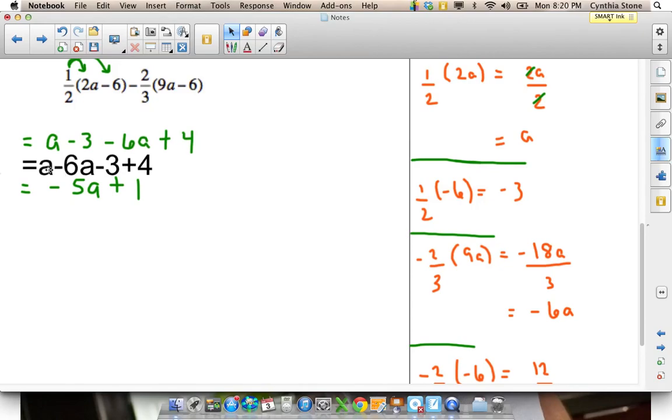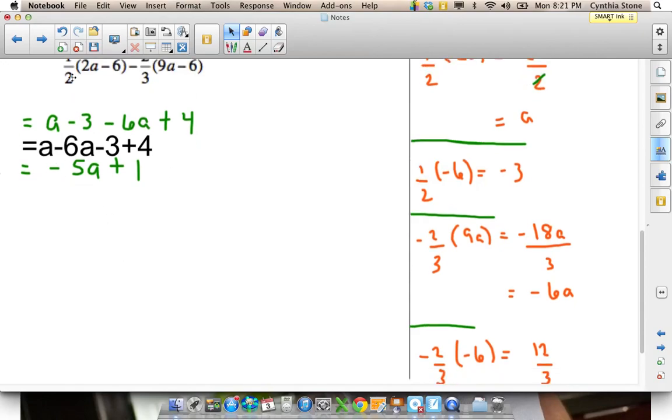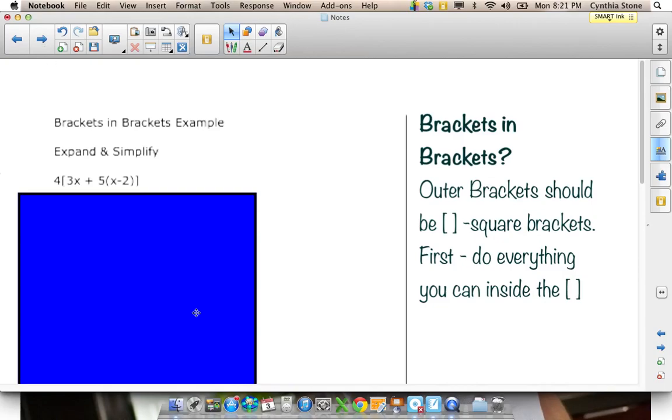So I could throw that line right in there, okay? And that's why a, so that's like 1a minus 6a. 1 minus 6 is minus 5. The a just stays. Minus 3 plus 4 is plus 1. Okay? And that's how I got my final answer. That's a good one. That's a tough one. Brackets and brackets.